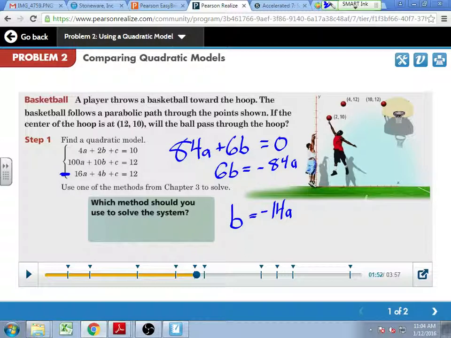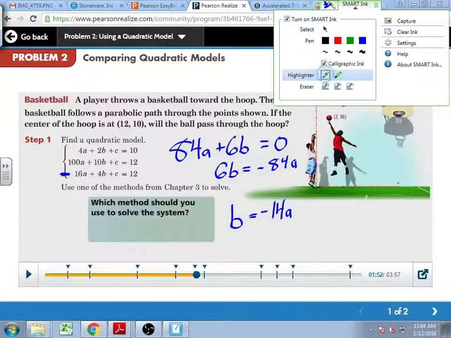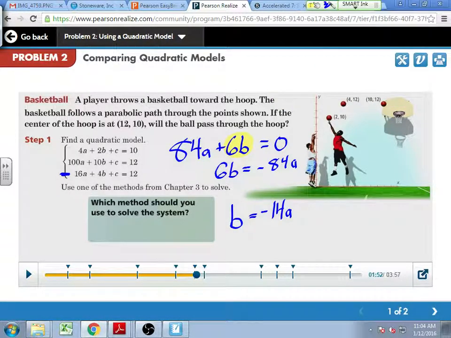So what Leon wanted to do, because I heard a couple people say slow down, is he said, well, if I have 6b here and a 2b up here, I can make the b's cancel if I triple that whole equation. So we could triple every term in that equation and then subtract the two equations. I like substitution. I don't know why. It's just how my brain works. Whichever way you prefer, take that method.